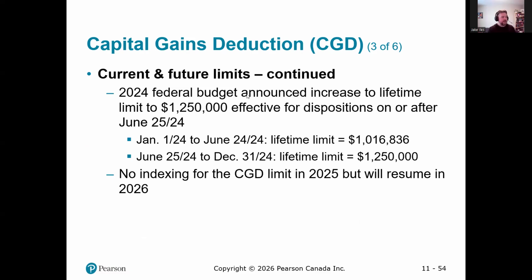The 2024 federal budget announced an increase to the lifetime limit of 1.25 million, effective after June 25th, 2024. So there's no indexing for the capital gains deduction limit in 2025 because we've got this lifetime limit of 1.25 million, but I think there is expectations for it to continue. So right now, the capital gains deduction limit is 1.25 million.